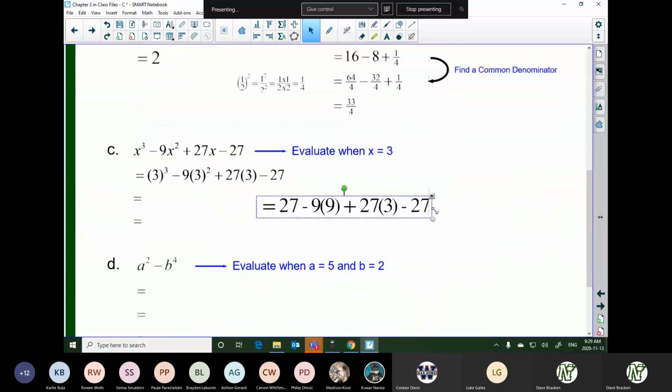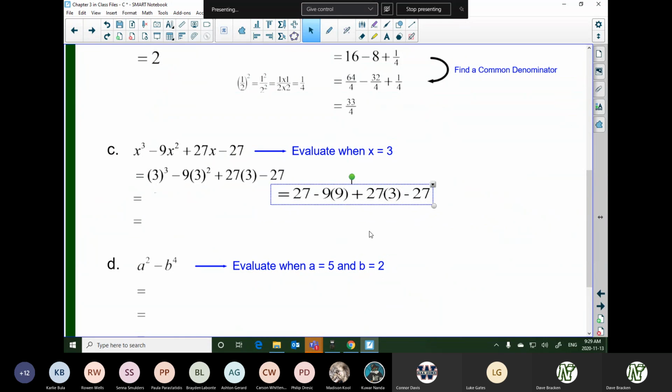So if I had to put another step in there, I just want you to understand that 3 to the power of 2 is 9 right here. And then 9 times 9, that's how I got my 81. Is everybody okay with that right here? The 9 times the 9, and that 9 in the brackets is 3 squared. 81, 27 times 3, and then minus 27.